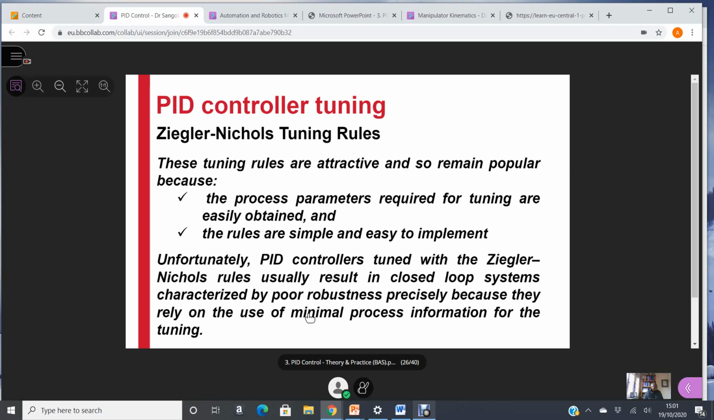Okay, so this is something that needs to be checked if you are actually trying to implement a PID controller using the Ziegler-Nichols tuning rules. You need to look at the extra issue of robustness of the closed-loop system that you have with your tuned controller. So that's the end of tuning.